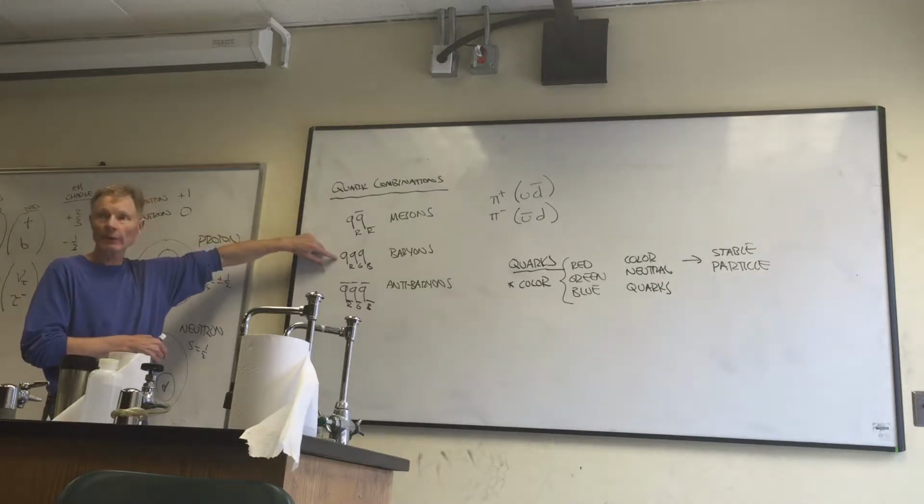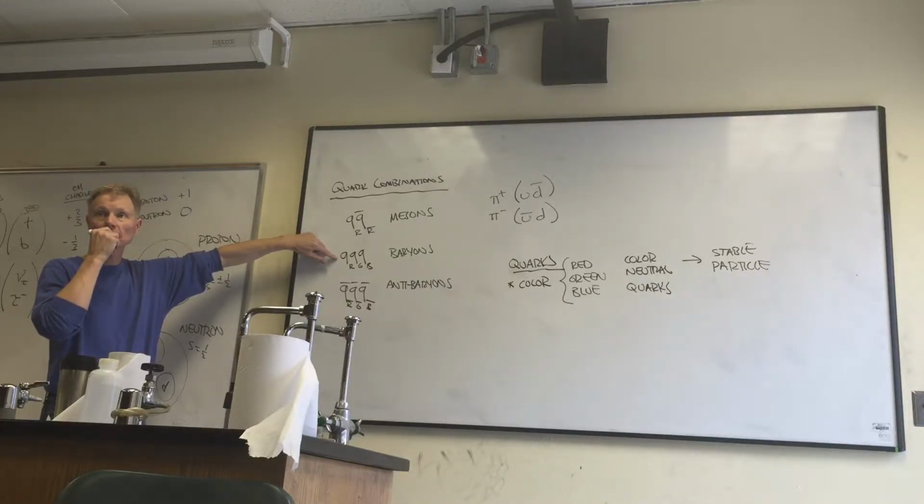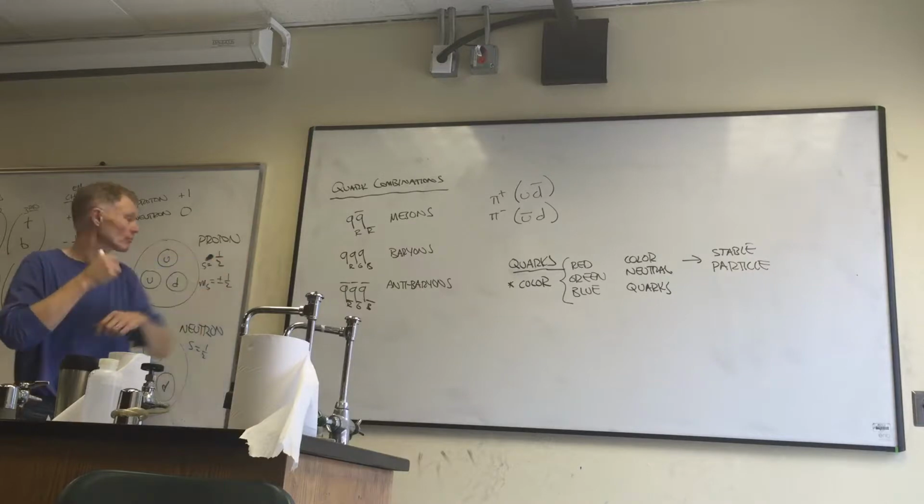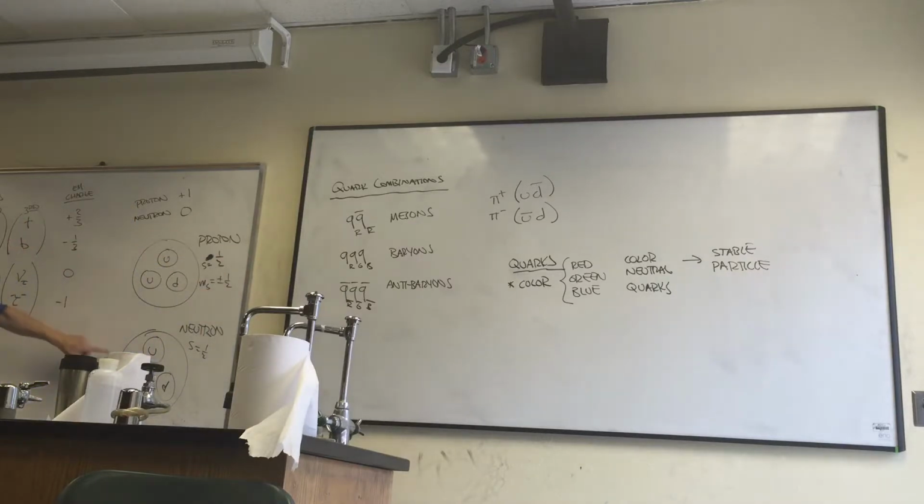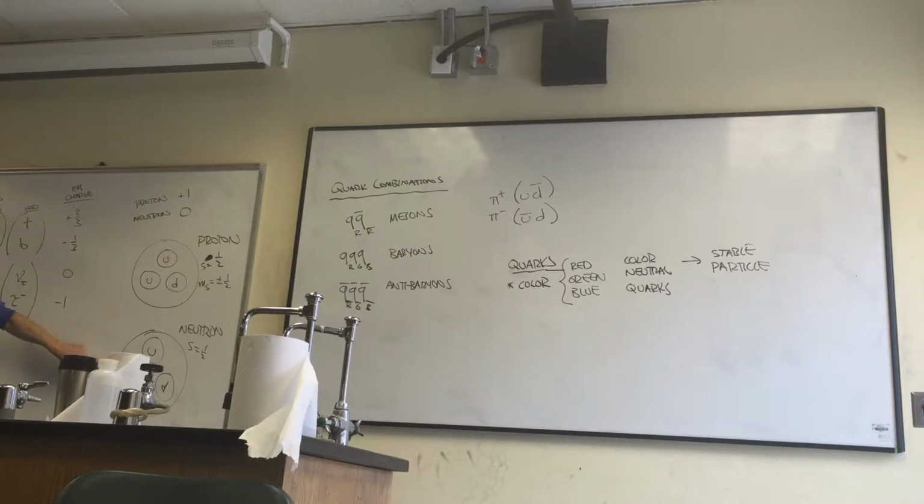How many stable baryons do we have? 1. That would be what? It's either the proton or the neutron. It can't be both. Actually, it could be both, but it turns out it's not. It's just the proton. Proton's the only stable baryon we know of.